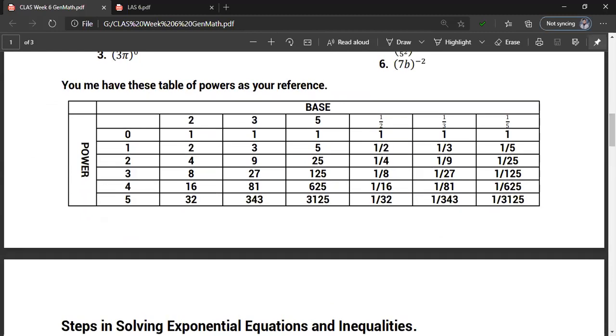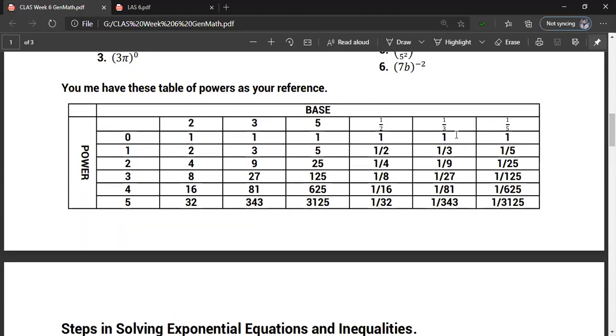Ayan siya. Eto, sorry, typo na naman. You may have this table of powers as your reference. Kasi gagamitin natin yung table of powers kapag magsosolve na tayo ng exponential equations and inequalities. So, paano ito ginagamit?